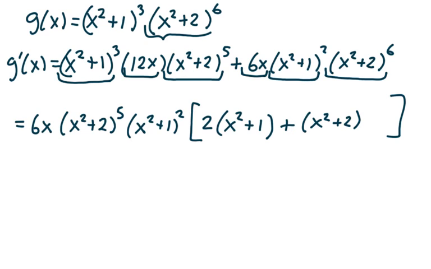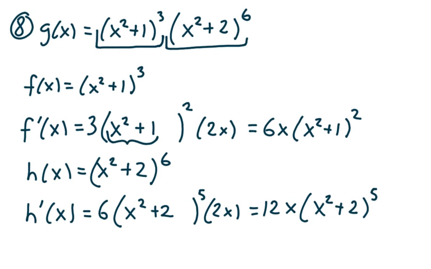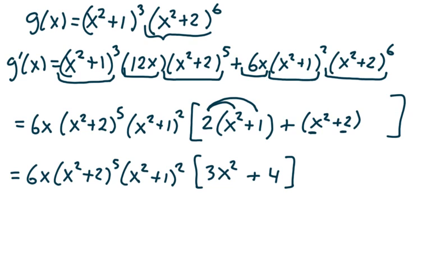And then all I have to do is simplify this a little bit. So I get 6x times x squared plus 2 to the fifth times x squared plus 1 to the second times, and then 2x squared plus x squared is 3x squared. 2 times 1 plus 2 is equal to 4. So I get 3x squared plus 4 inside those brackets. And that's example 8. So it's product rule combined with chain rule.